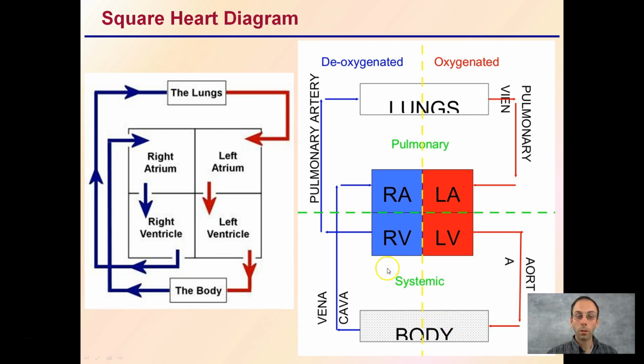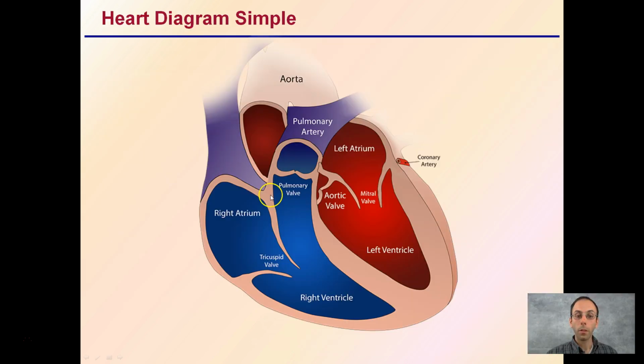Now, one last thing I want you to make note of and add to your square heart diagram are the valve names. So I want to go back here for a second. From our right atrium to our right ventricle, I want you to label this as the tricuspid valve. Then after the blood leaves the right ventricle and heads to the lungs, before it goes out the pulmonary artery, it has to pass through the pulmonary valve.